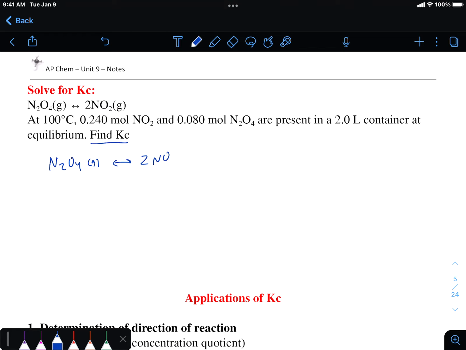So rewrite the equation with an ice table underneath it. And oh look, they're giving you moles, and they're telling you the volume of the container. Why are they telling you the volume of the container? Because you need the molarity in an ice table, and you should only use molarities, right? So for N2O4 divided by 2 liters, your initial molarity of N2O4 is actually 0.04. The NO2 is 0.24 divided by 2 liters, which is 0.12 molar.